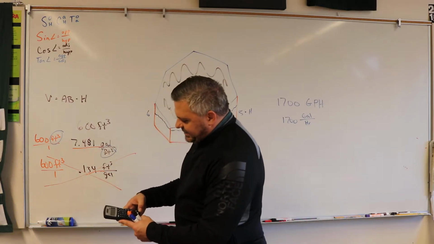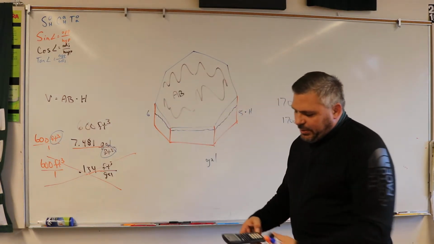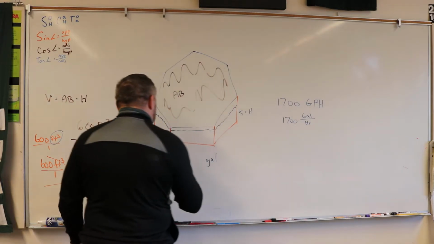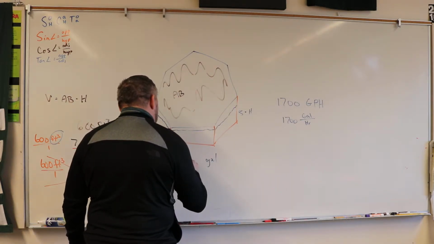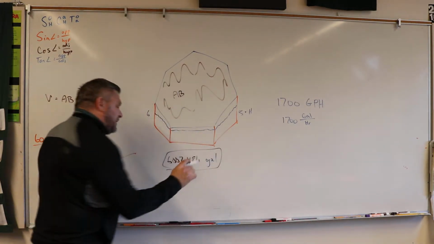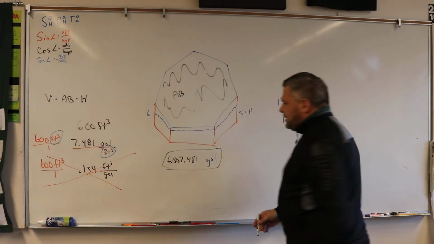7.481 times 600 is 4,488.6. That's how many gallons I have. About 4,500 gallons, right?